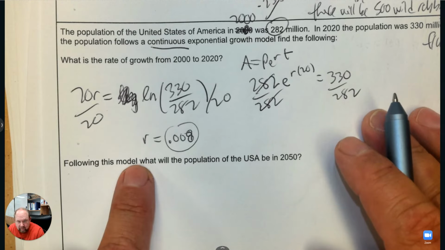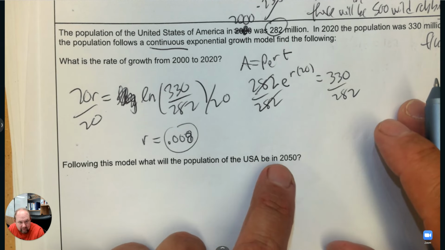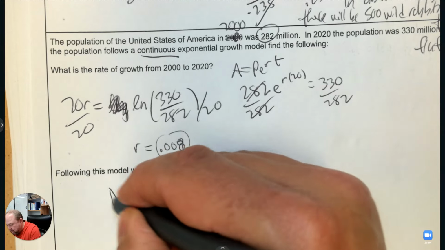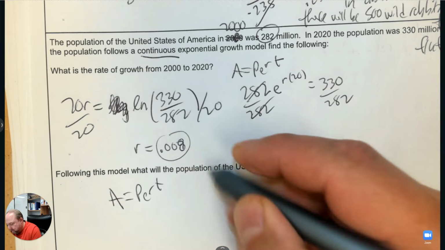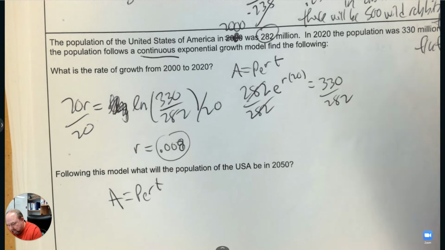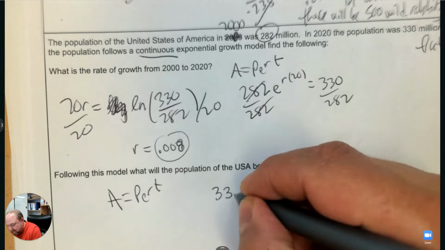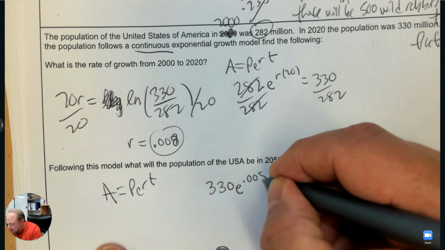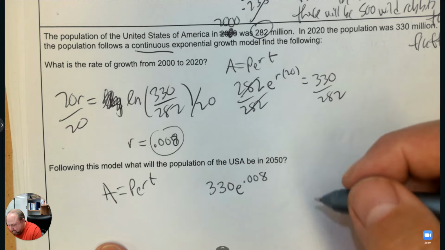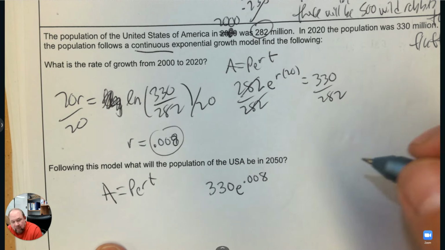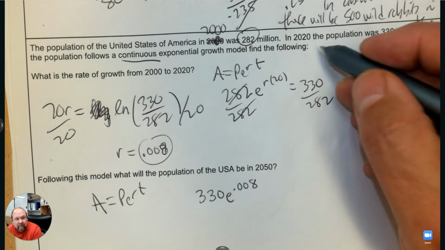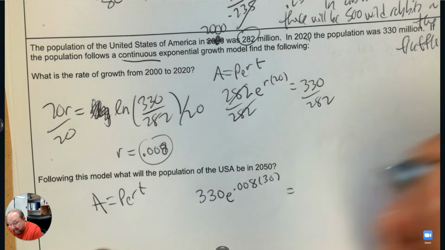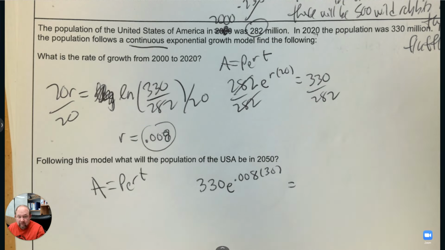So follow this model. What will the population of the USA be in 2050? So in 2020, again, we're going to use this model. So in 2020, we said it was 330 million. The rate, 0.008. And then 2050 is how many years after 2020? So that's 30 years. So I'm going to go times 30. And that's it. There's nothing to solve for in this one.